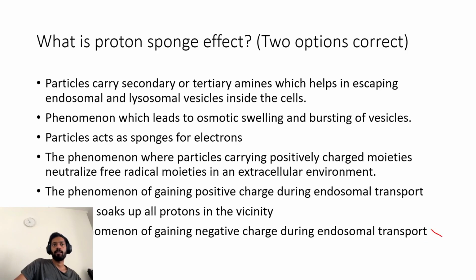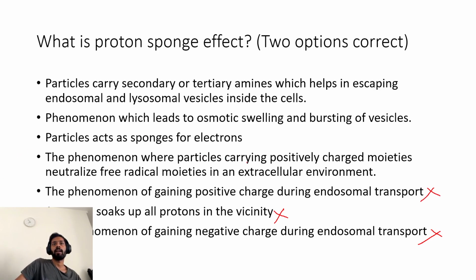So obviously that's not true. A sponge soaks up all protons in the vicinity. So this is also not true. It's not simply soaking up all the protons in the vicinity. It's allowing more protons and water to enter the endosome. The phenomenon of gaining positive charge during endosomal transport. So no, right? The particle is not changing in its charge.